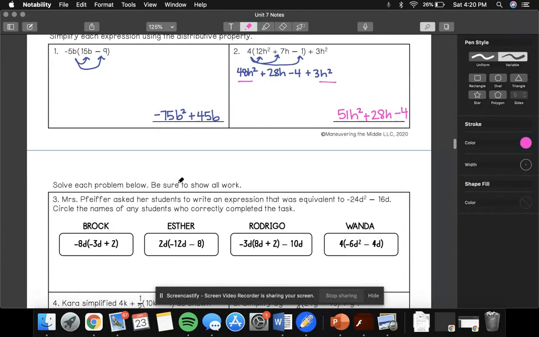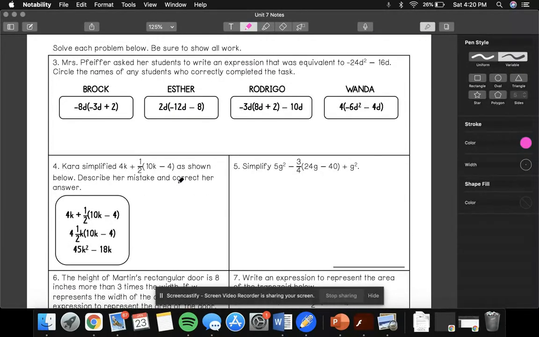Okay. All right, on the next page, which is page 16, Mrs. Pfeiffer asked her students to write an expression that would be equivalent to negative 24d squared minus 16d. Circle the names of any students who correctly completed the task. So this could be multiple people, so I want you guys to go ahead and try this and then select which people were correct.